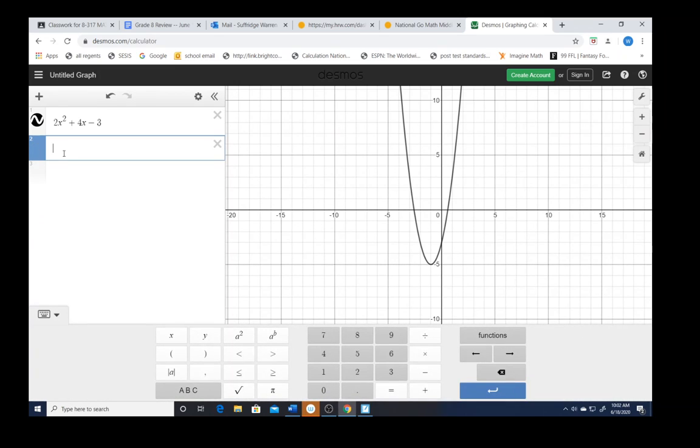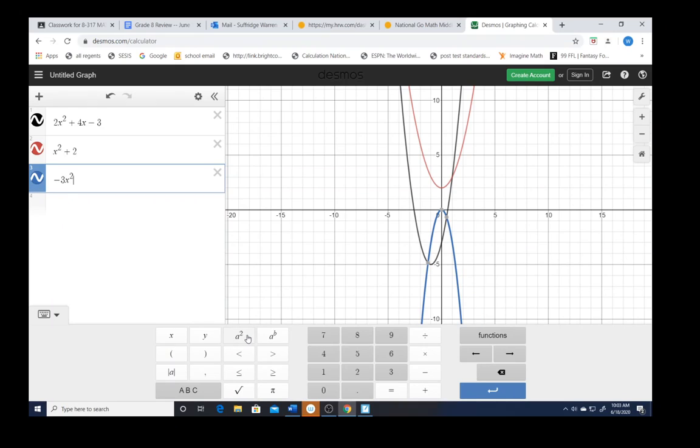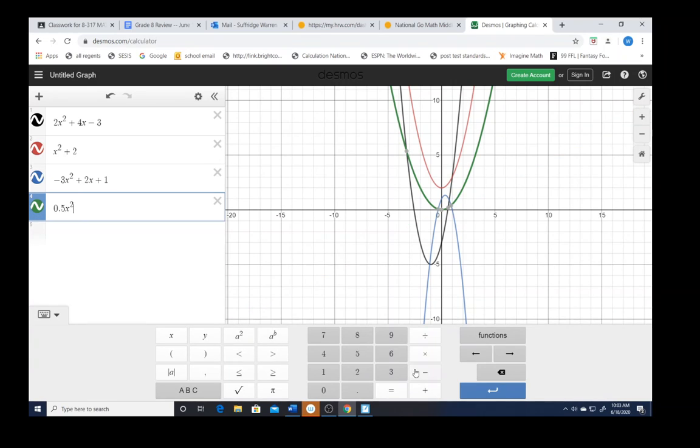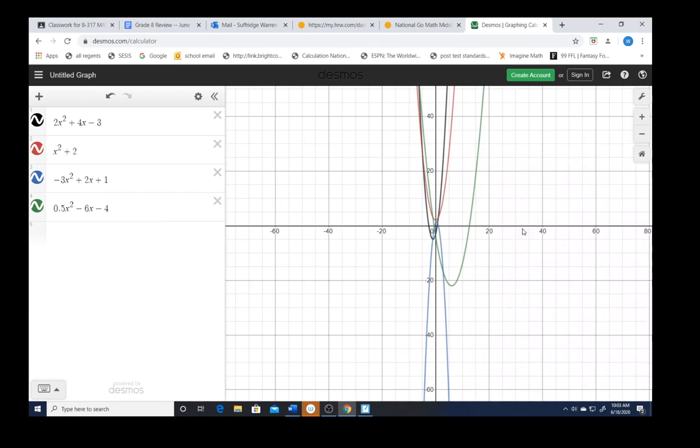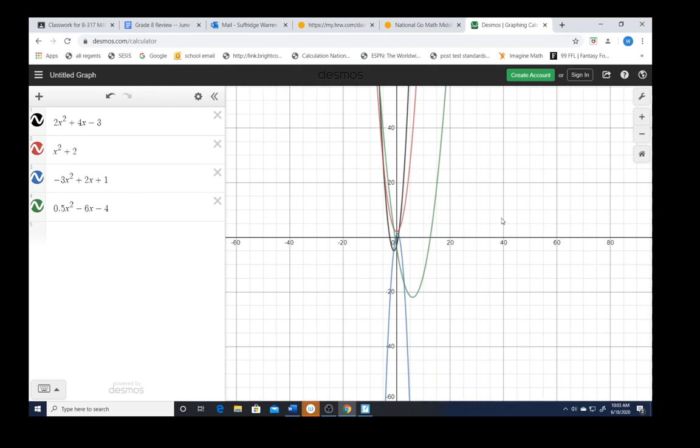Let's just try a couple more quadratic equations. What about x squared plus 2? So you could enter x squared plus 2, and you have that graph. And what about, let's make it negative 3x squared plus 2x plus 1. There's the graph of another quadratic function. And one more, what about 1/2 x squared, or 0.5 x squared, minus 6x minus 4. Right? So there are 4 different graphs of 4 different quadratic functions. We'll look at those in a second.